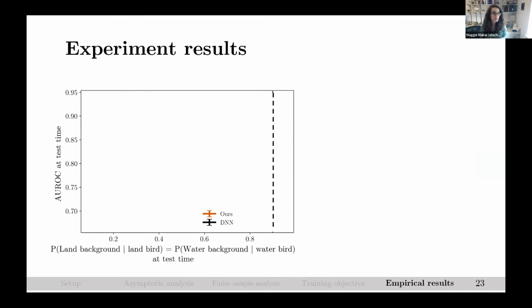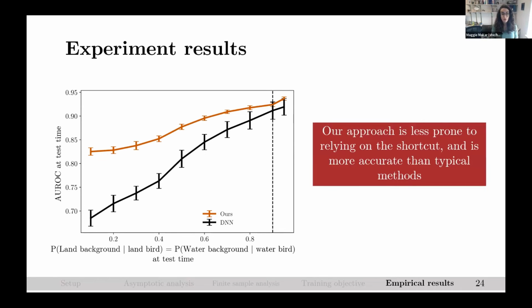Looking at the results, we have on the x-axis the correlation between the background label and the main label at test time. And on the y-axis, we have the AURC at test time. The dashed line that you see on the slide depicts where the training data was sampled from. At training time, the probability of land bird on land background was about 0.9. We will compare our model, which is the orange model, to a typical deep neural network. In the paper, we compare to a number of other comparisons like distributionally robust optimization models, so if you're interested in more, please check out the paper. But to keep it simple, we'll focus our analysis on those two comparisons.